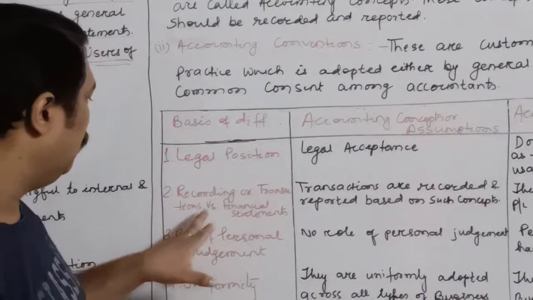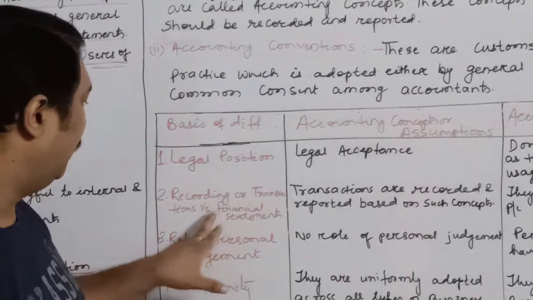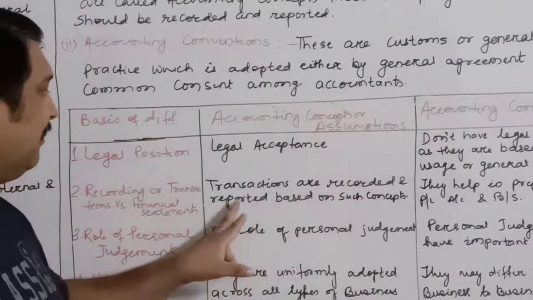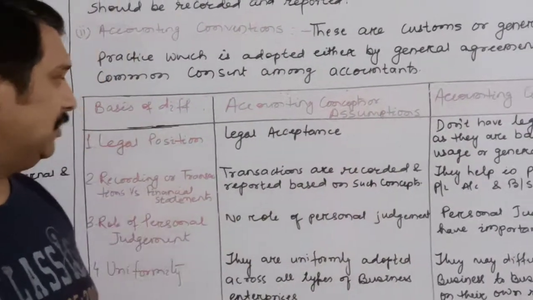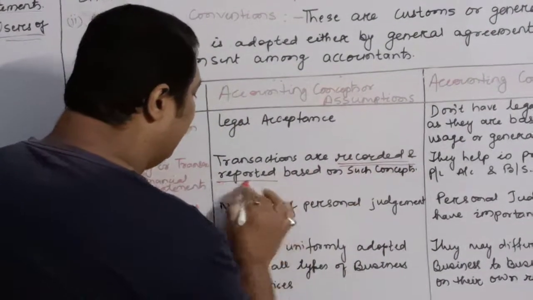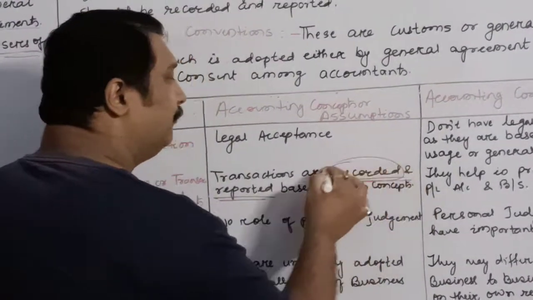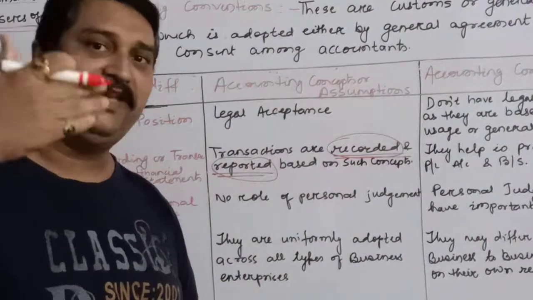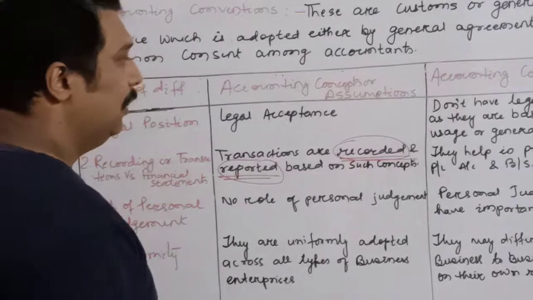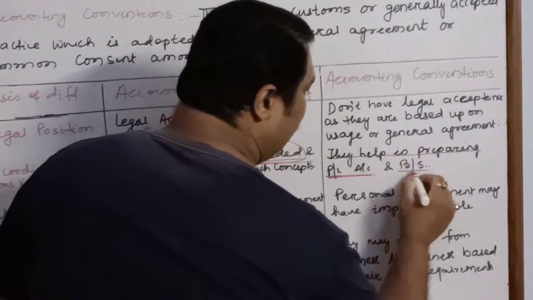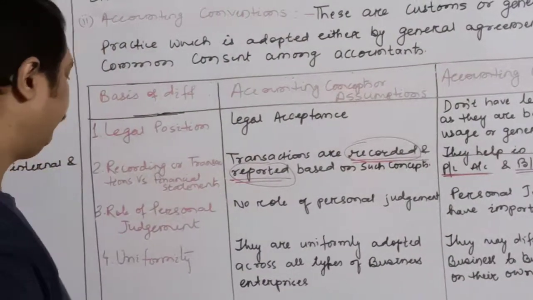Recording of transactions versus financial statements. Transactions are recorded and reported based on such concepts. Children, you have to understand recorded and reported. Recording and reporting means reporting the results to the various accounting users, whereas conventions help in preparing the profit and loss account and the balance sheet.